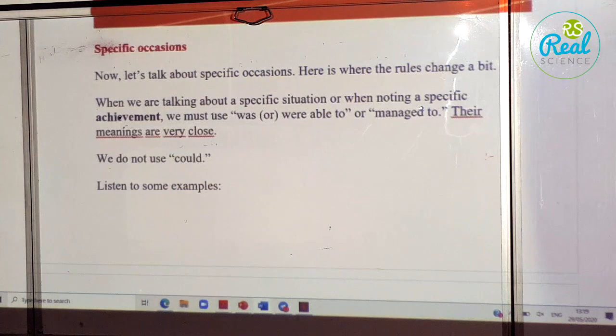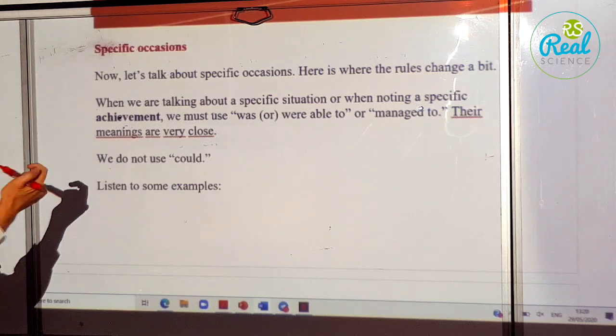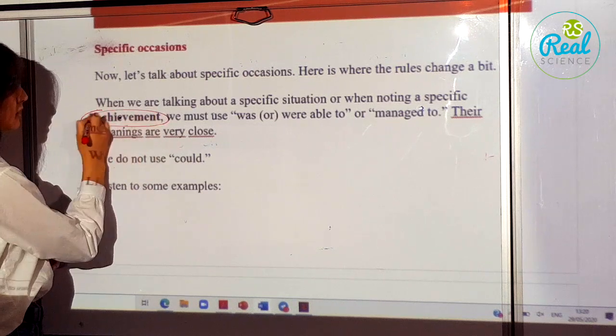Okay. Now let's talk about specific occasions, and here is where the rules change a bit. When we are talking about a specific situation, achievements, we must use was or were able to, or managed to. Their meanings are very close. We do not use could. Listen to some examples. Now we will read it. So pay attention to these words, guys.